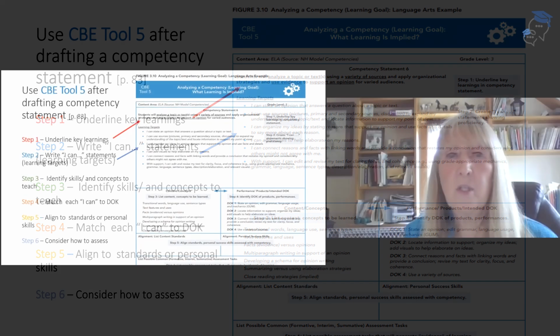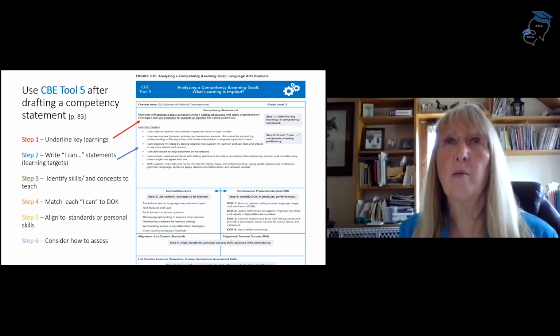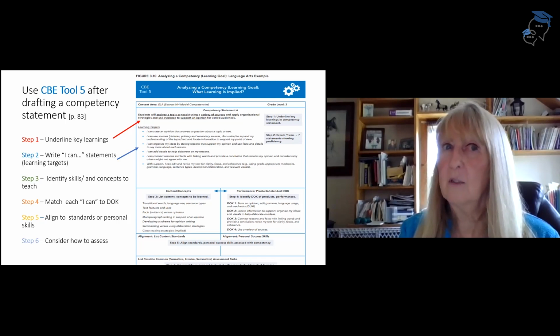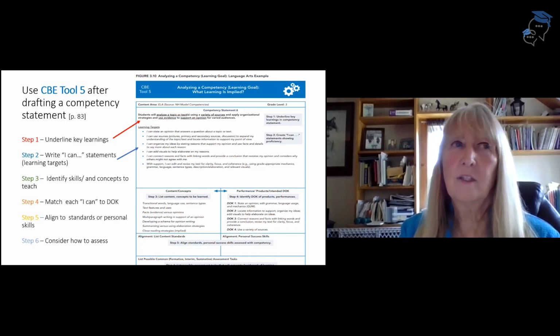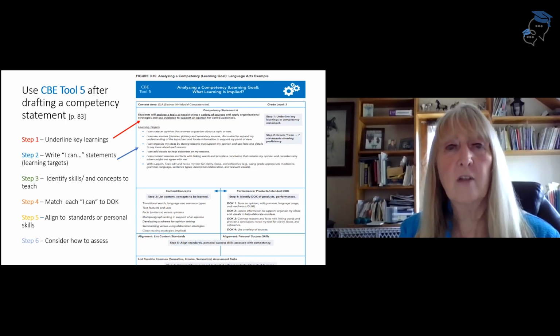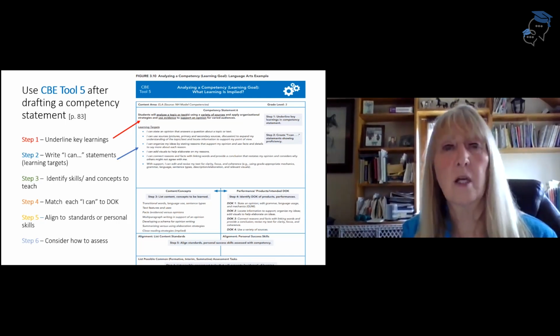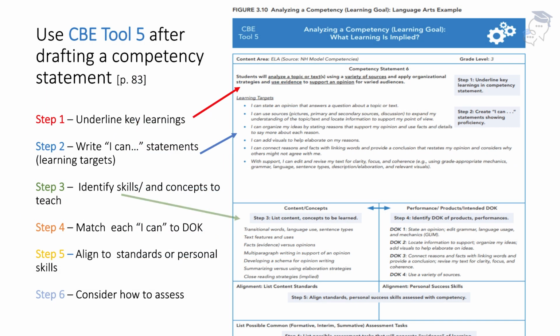Now, some of those things might not be in an actual standard, like adding visuals to elaborate on ideas, but in the real world, all good narratives, all good informational texts include visuals of some kind. So we always want to build that in, what makes a good piece of writing, even if it's not explicit in a standard. Step 3, now what am I going to have to teach so kids can do those things in the I can statements?